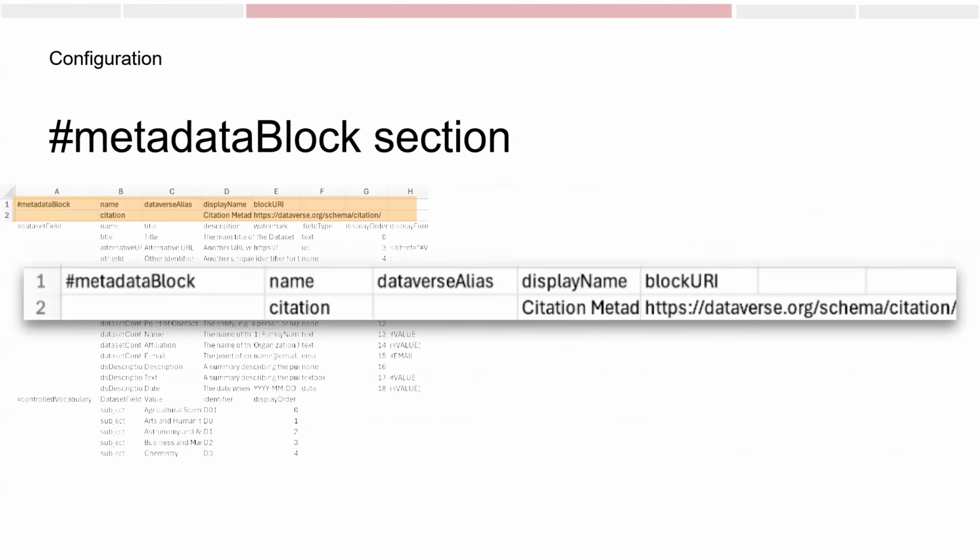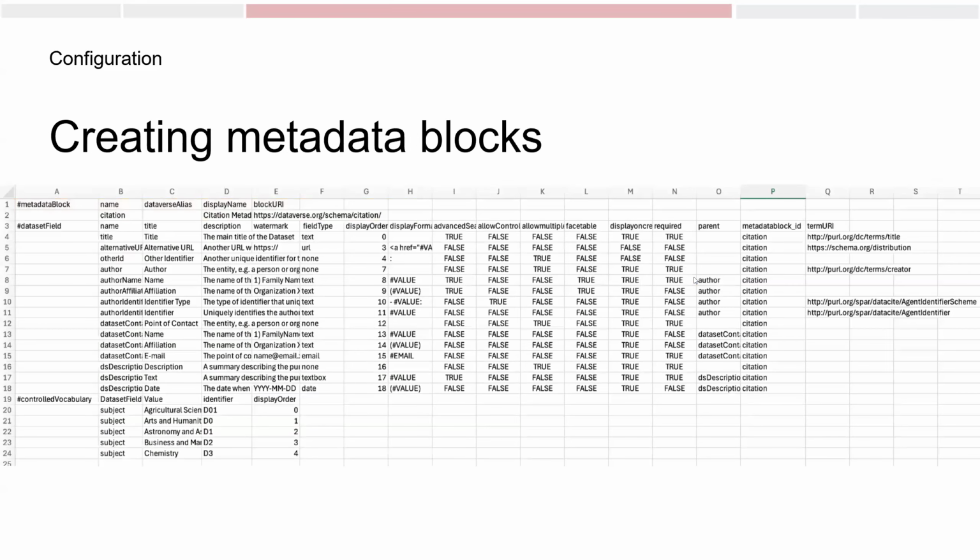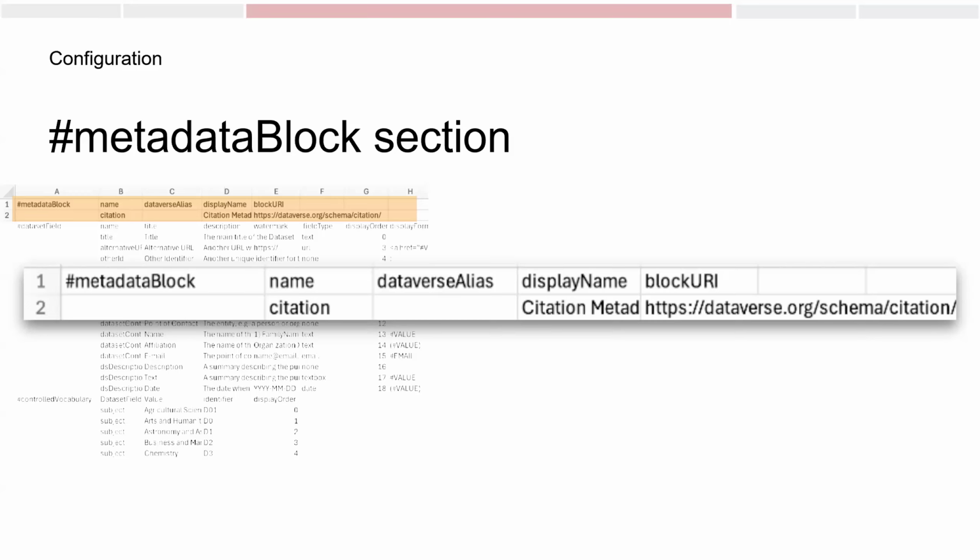So the metadata block TSV is divided into 3 sections. I should have mentioned that. I'm trying to manage 2 screens here. The first one is at the top, and it's the metadata block section where we name the metadata block. We give a name that the database is aware of, and it's a machine readable name, so it's all lowercase, no spaces. And then the display name is what users see in that accordion that we just saw.